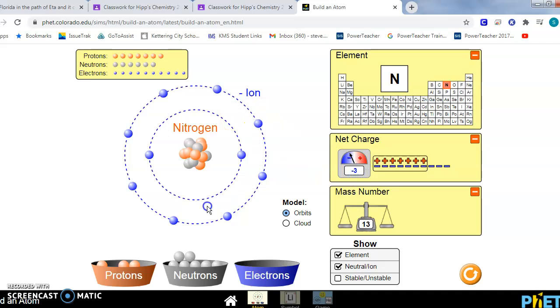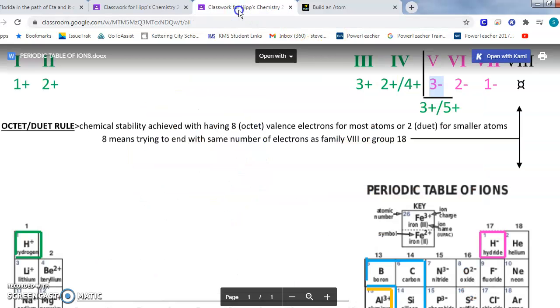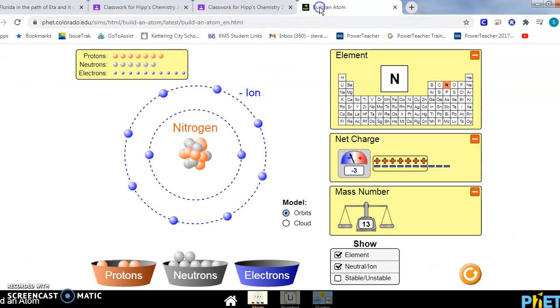That satisfies the octet rule. It now has 8 in its outermost level. It says it's chemically stable. This is what neon's electrons would look like. 2 here, 8 here. 2 and 8 is 10. Neon has 10 electrons. Once again, I don't want to add protons to make it neon. I want to add electrons to make it chemically stable like neon.